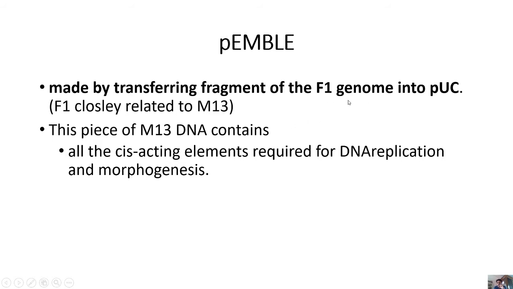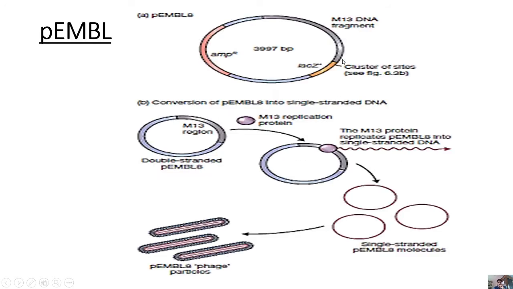So this F1 fragment has all the six acting elements required for the DNA replication and other morphogenesis processes in the life cycle. This is the structure of a pMBL vector. Normally, it has a size of around 3,997 base pairs.